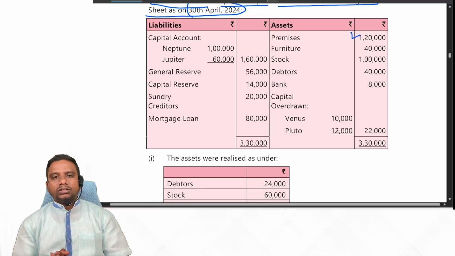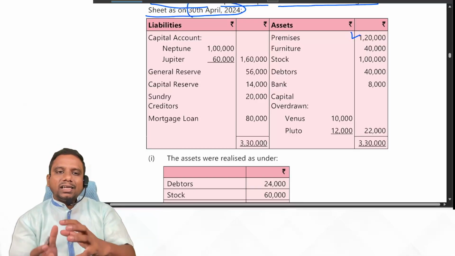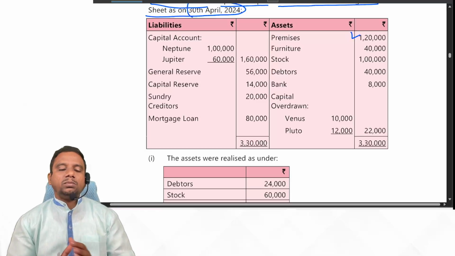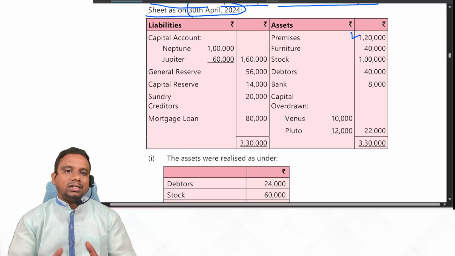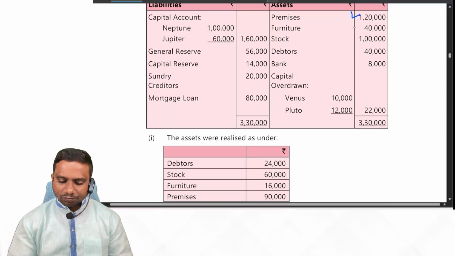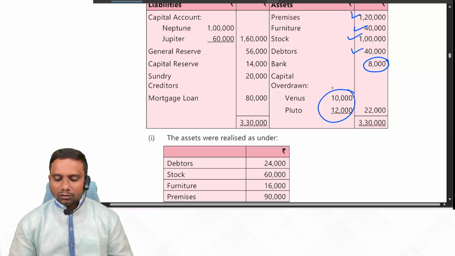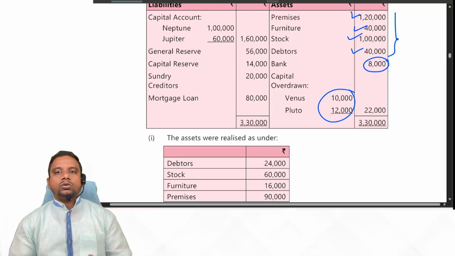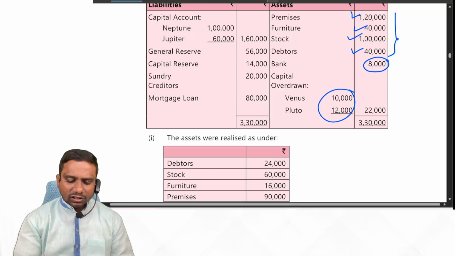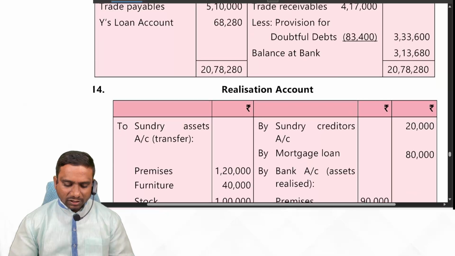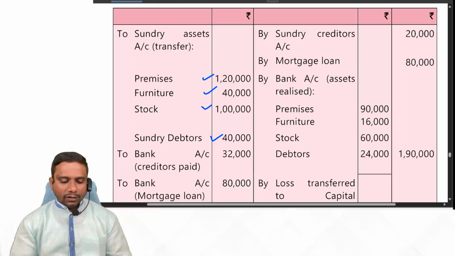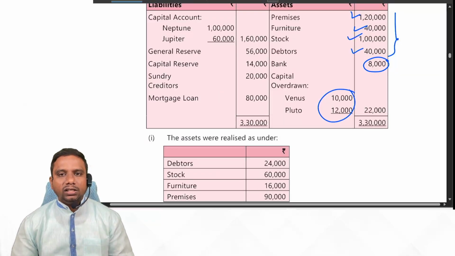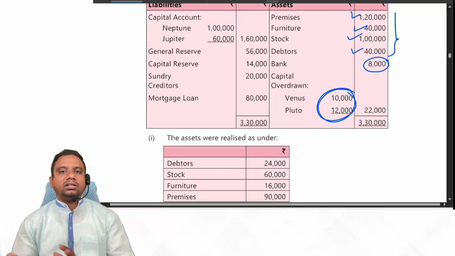In the dissolution process, what is the first step we have to do? First, transfer all the assets except bank balance and partner debit balances and such losses to the realization account. Here we have premises, furniture, stock, debtors. Bank balance, open a bank account separately. Capital overdrawn, don't transfer. Now, these things transfer to the realization account. Observe, realization account, debit side: premises, furniture, stock, sundry debtors. Bank account you open separately, and these capital balances you show in the capital accounts.